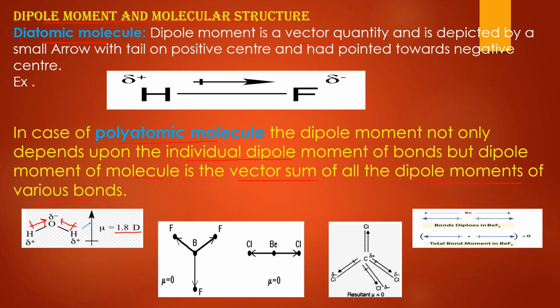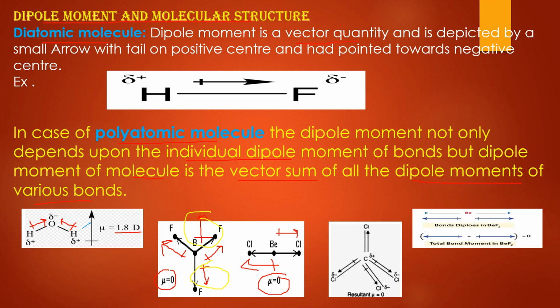Now next I am taking the example of BF3. Here you see that fluorine is more electronegative than boron, so this bond dipole is in this direction, this bond dipole is in this direction. Now the resultant of these two is this, right, and there is another in this direction. So this one and this one cancel out each other, hence the net dipole moment in BF3 is 0. Similarly in case of BeCl2, these are two chlorine atoms and these are similar, and this bond dipole is directed in this direction and this bond dipole is directed in this direction, both are similar and opposite, so the net dipole moment is 0.